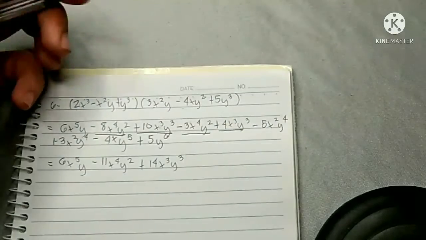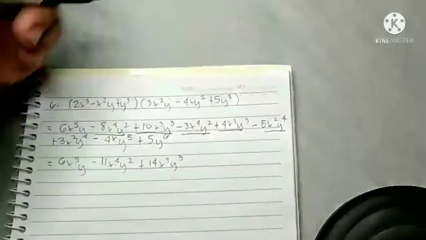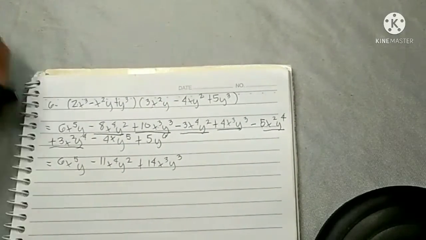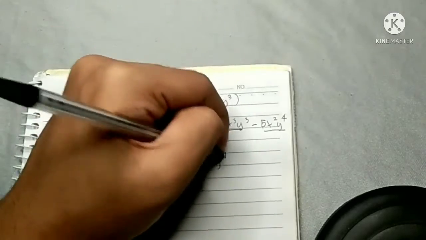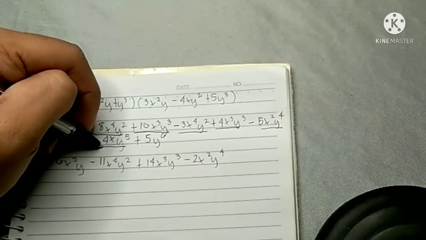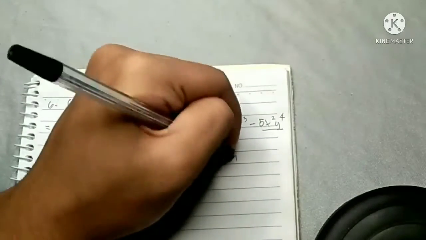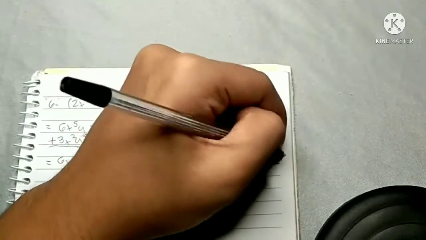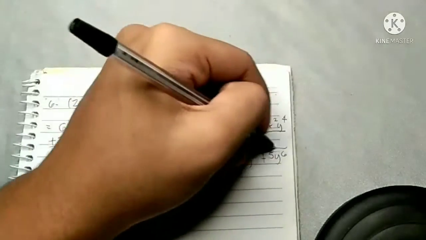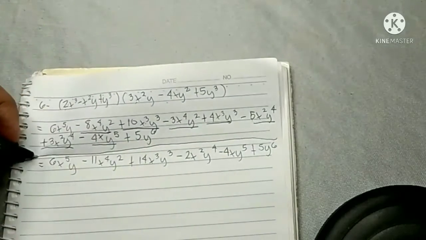We have here negative 5x squared and y raised to 4, and positive 3x squared and y raised to 4, so we can simplify them, and we will get the negative 2x squared y raised to 4. Then we just copy the negative 4x and y raised to 5 plus 5 y raised to 6 because they don't have like terms. And that's our final answer.